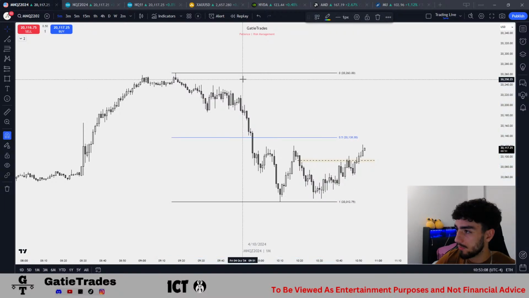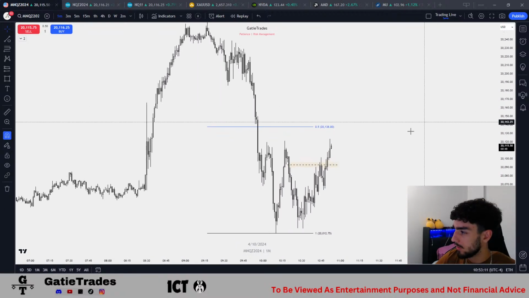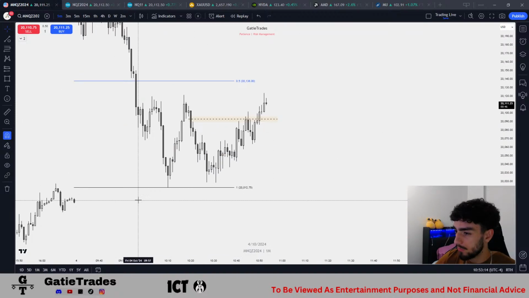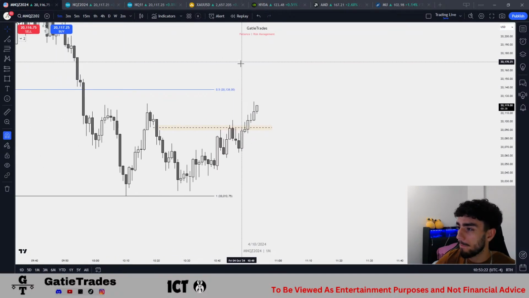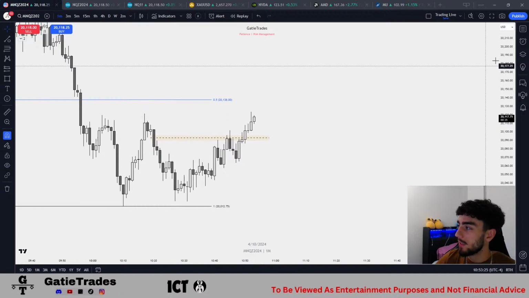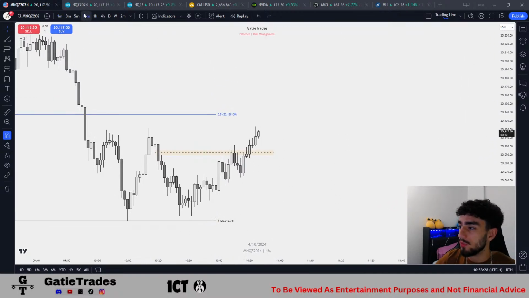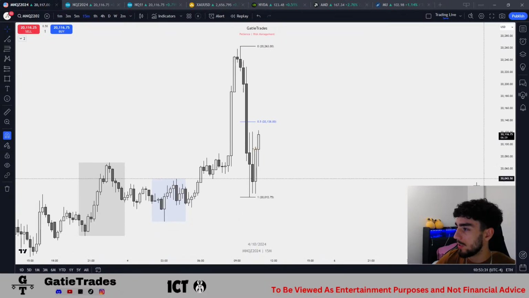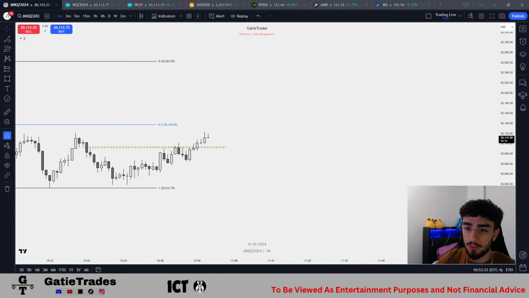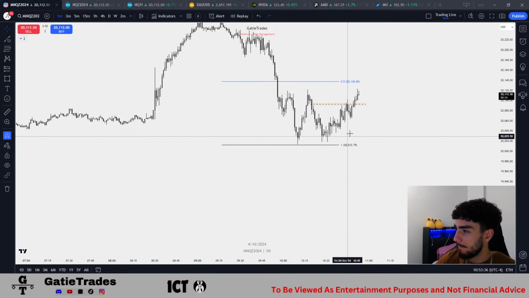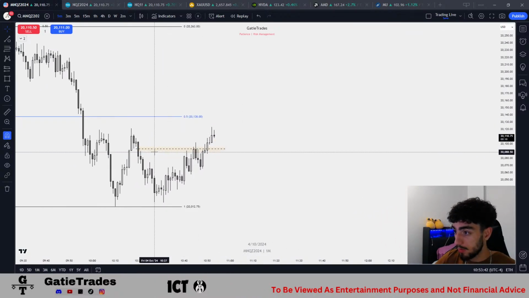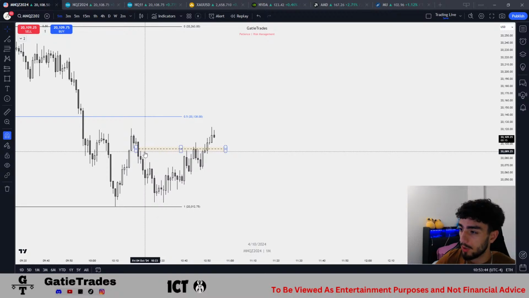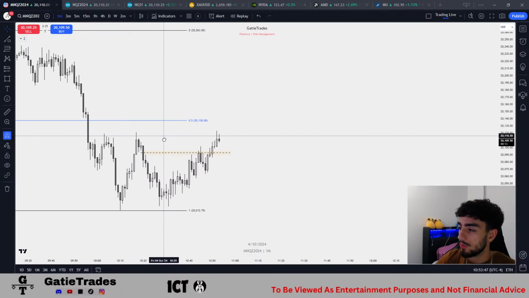Another thing you can target: we never hit the ORG low, I don't believe. Respected 75% of the ORG pretty nicely. That's your buy side taken. Let's see if we can get 50% of the range. I'm just tape reading this, by the way. You have a pretty good stop loss if you took the order block, taking it at the inversion.